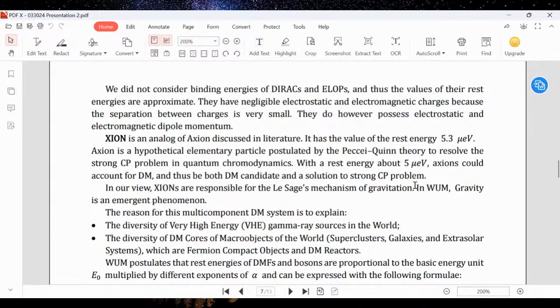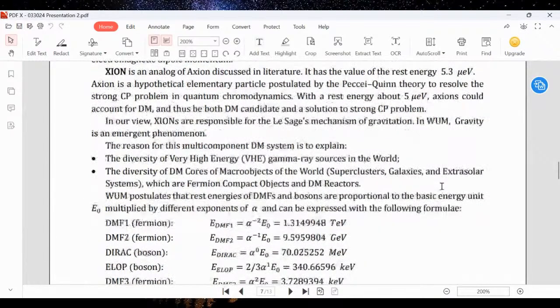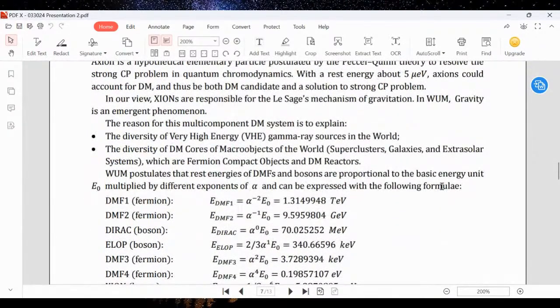In our view, xions are responsible for the lethargic mechanism of gravitation, in which gravity is an emergent phenomenon. The reason for this multi-component dark matter system is to explain the diversity of very high energy gamma ray sources in the world, the diversity of dark matter cores of macro objects of the world, superclusters, galaxies, and extrasolar systems, which are fermion compact objects and dark matter reactors.